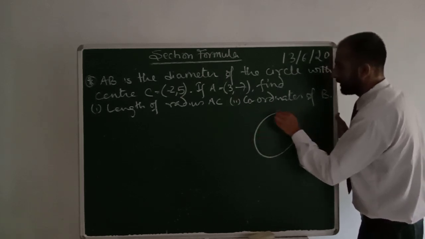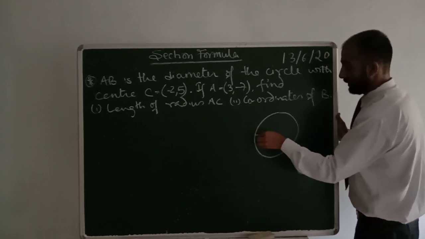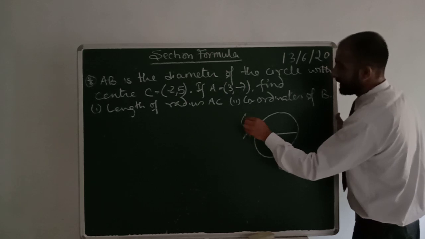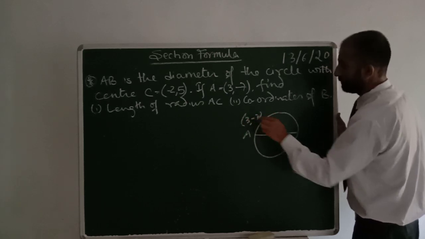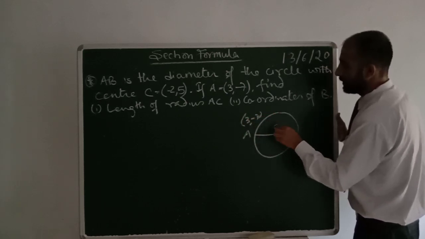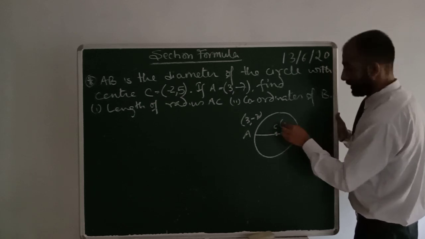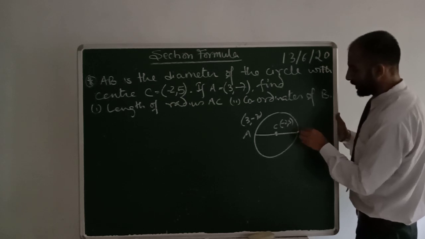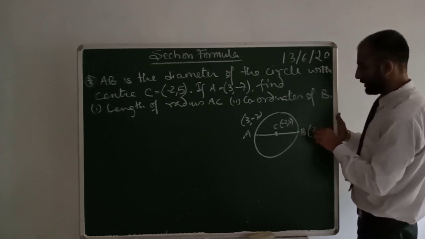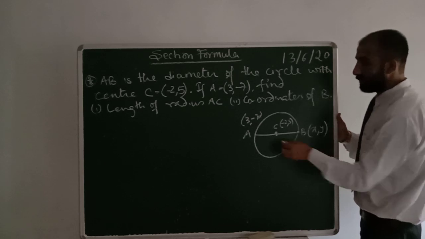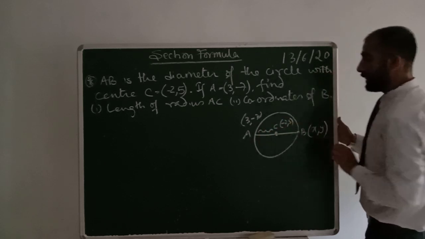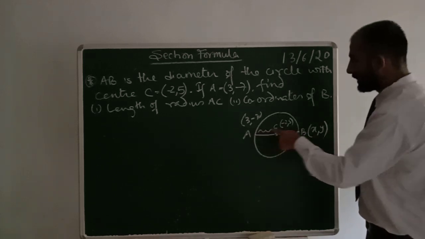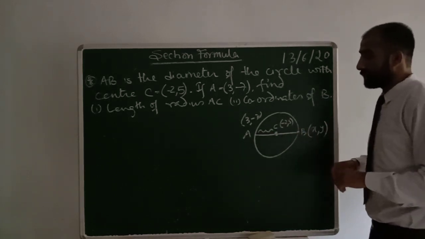Okay, this is your circle. This is your diameter, where here is A, whose coordinates are (3, -7). Here is center C, whose coordinates are (-2, 5). And we are supposed to find out the coordinates of B. Let us suppose x and y. And we have to find out the radius AC. So to find radius AC, we just use the distance formula.